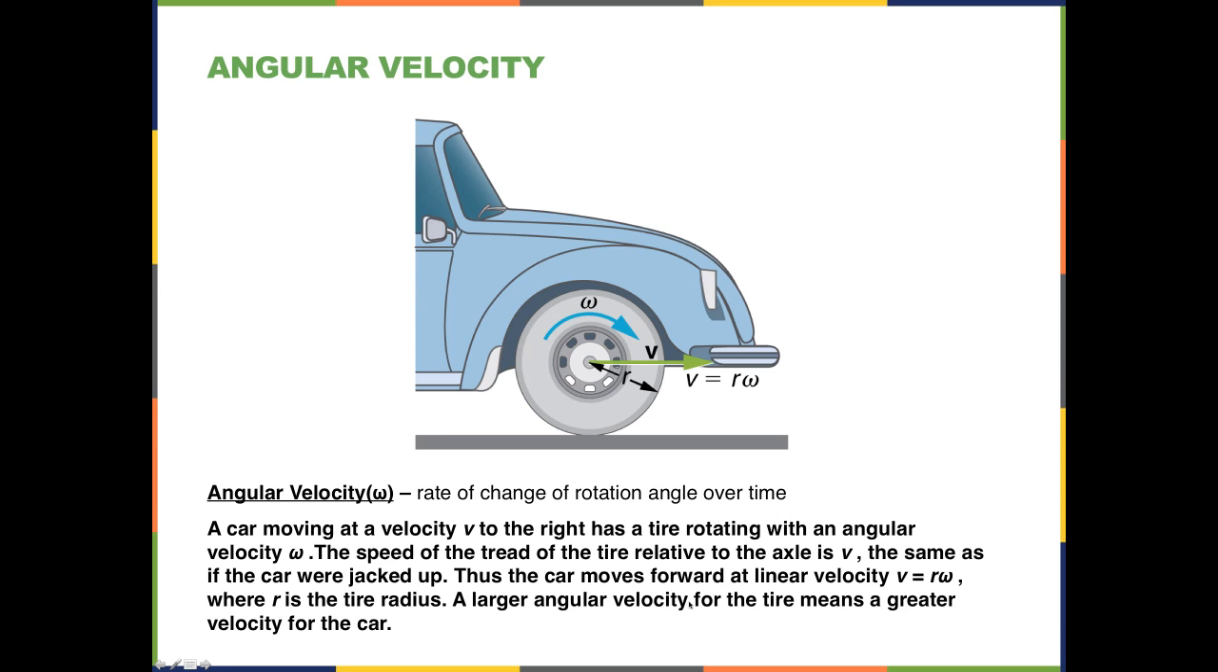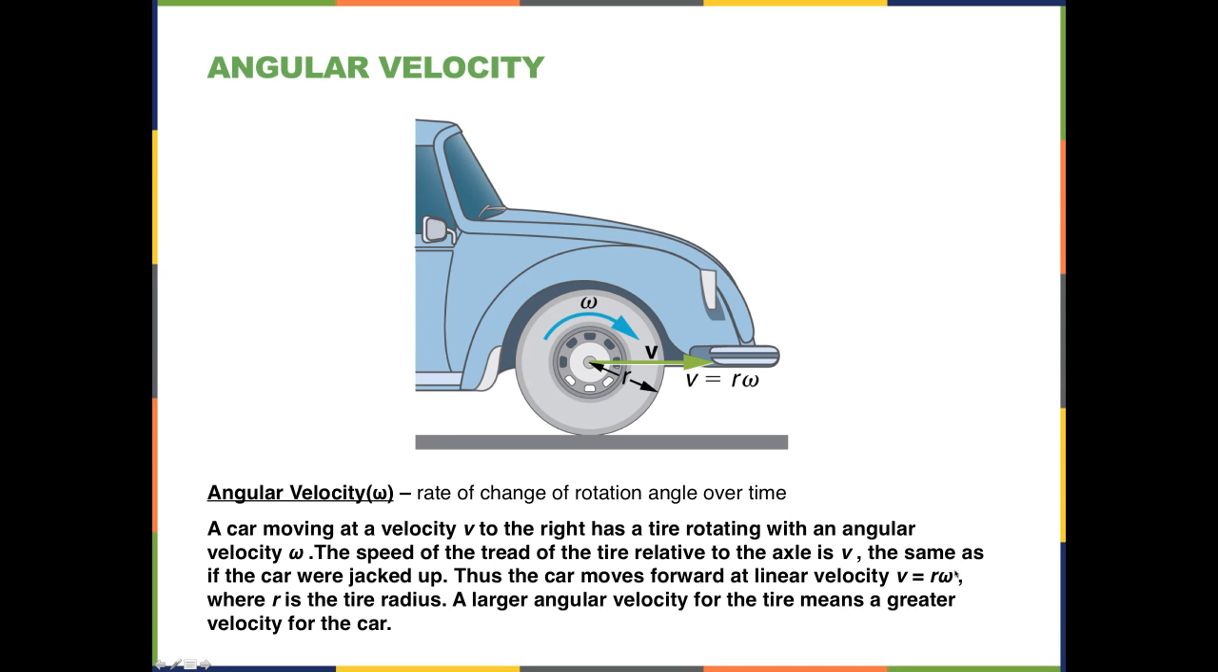The larger the angular velocity of the tire, the greater the velocity of the car. So the larger omega, the larger v is, assuming that r remains the same. Now let's say, for example, that omega remained the same, but r increases. What would happen? Well, v would increase, right?